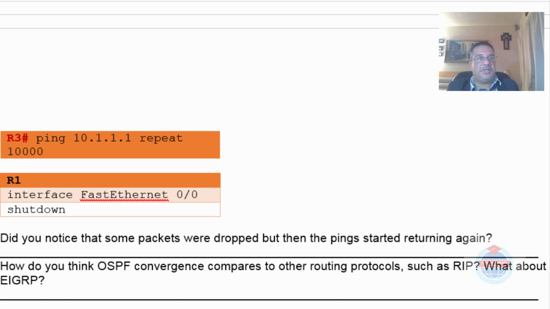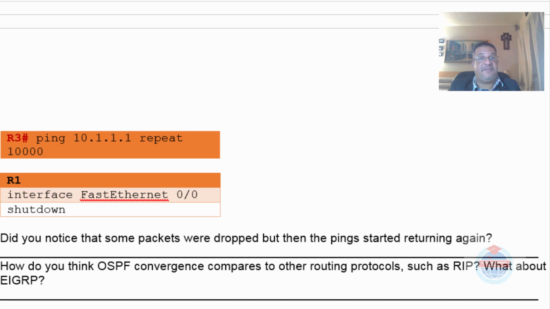And the last question, how do you think OSPF convergence compares to routing protocols such as RIP? Oh, RIP has some limitations. RIP can only do 15 hops by default. Besides that, OSPF can handle VLSM, that is variable length subnet mask. With RIP version number 1, it doesn't allow VLSM.